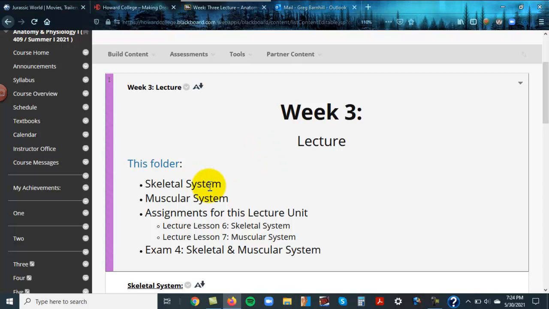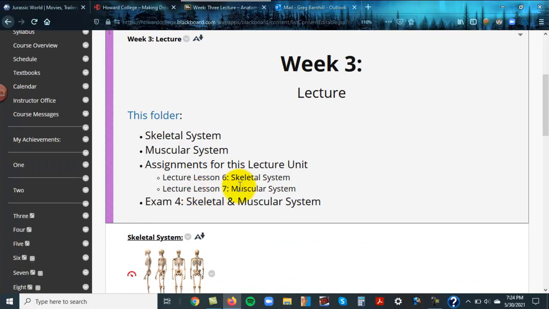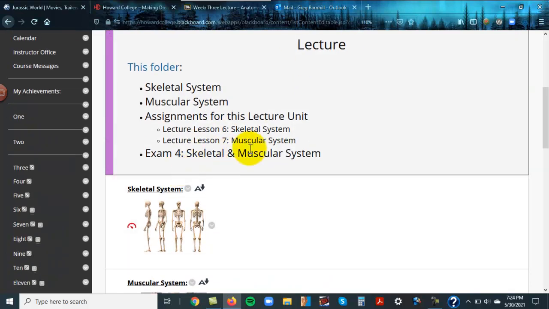Now, starting this week in our class, it gets more detailed. Skeletal system, muscular system, those are very detailed anatomy and physiology. So you have 2 lessons and you have 1 exam. The big thing this week is going to be the lab exam.